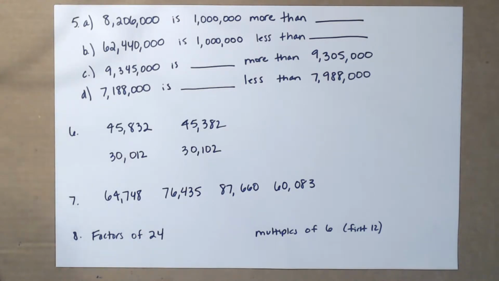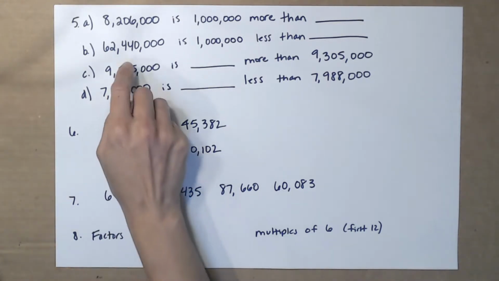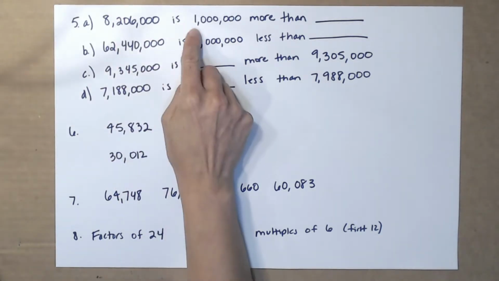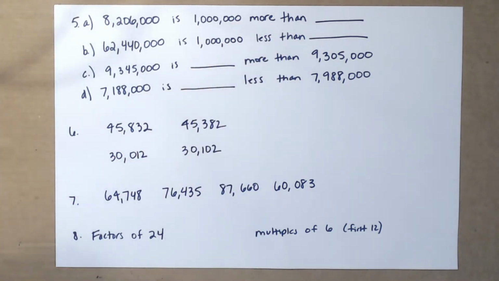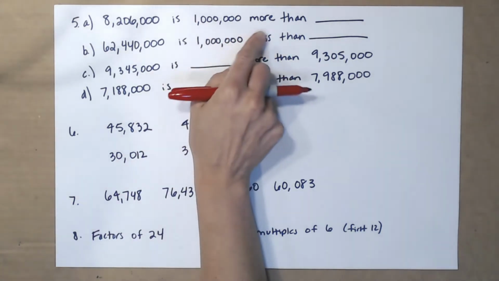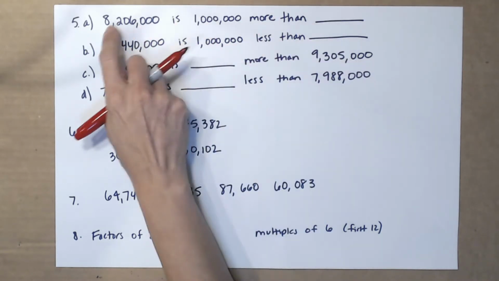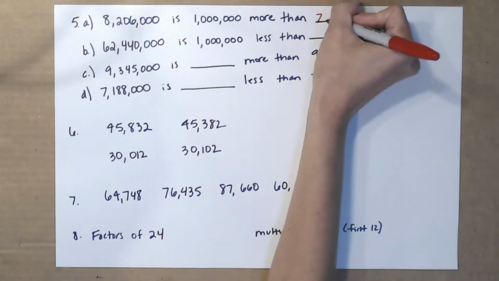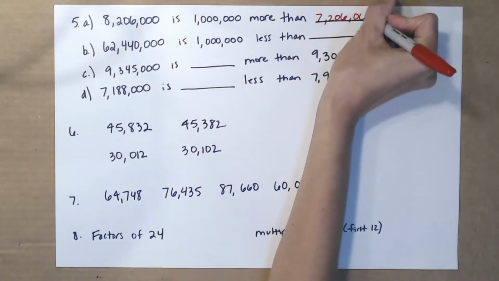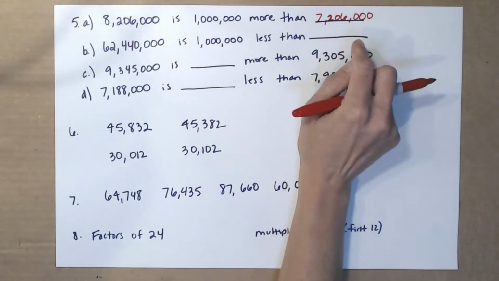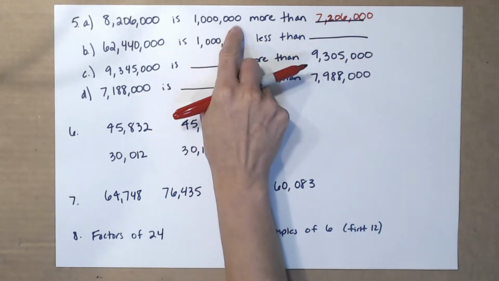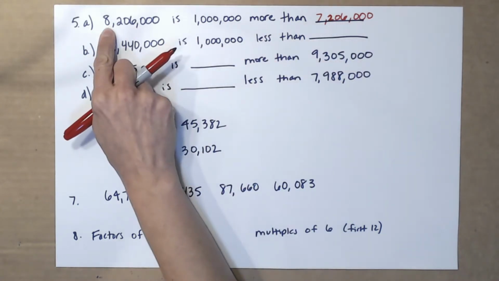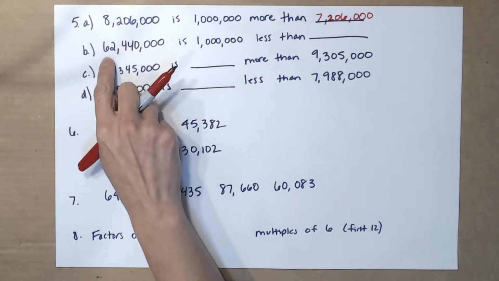Number 5, we're looking at big numbers again. We have 8,206,000 is 1 million more than what number? So if it's 1 million more than a number, this number is actually 1 million less than that. So if we just take a million away from the 8, we'd have 7 million. So 7,206,000. You can check if that makes sense. So 1 million more than 7,206,000 would be 8,206,000. So that's right.